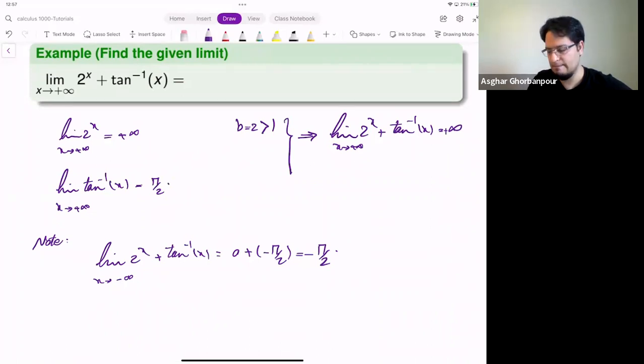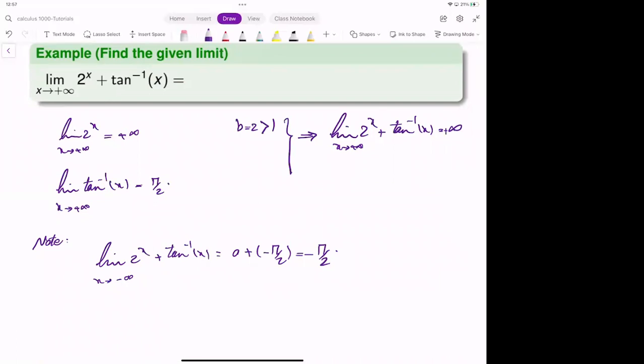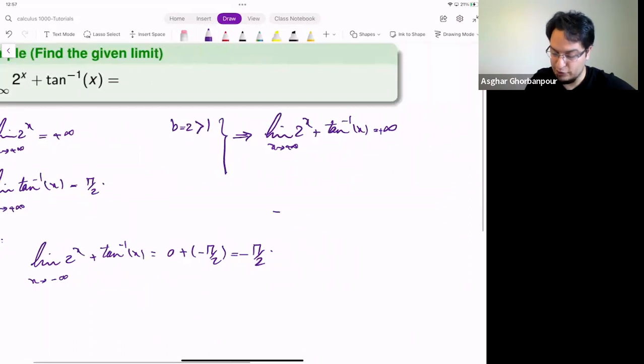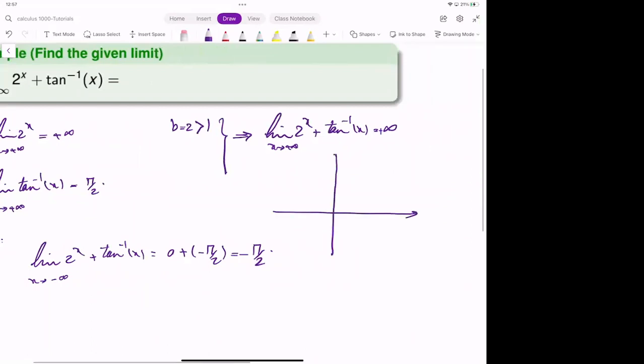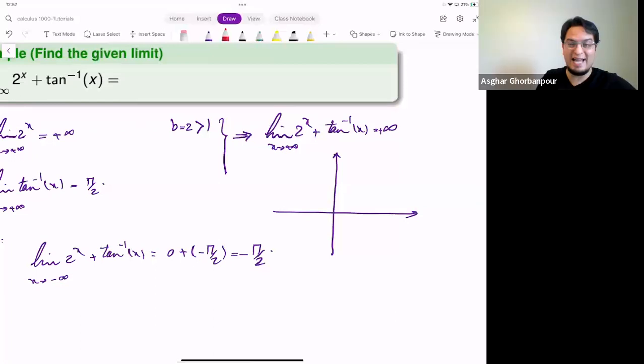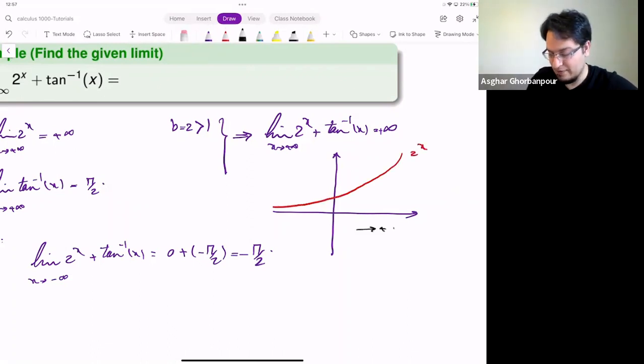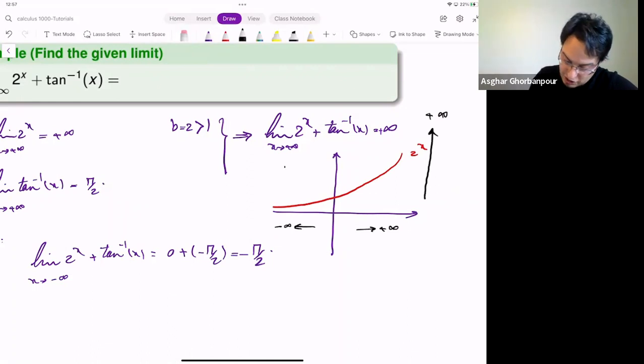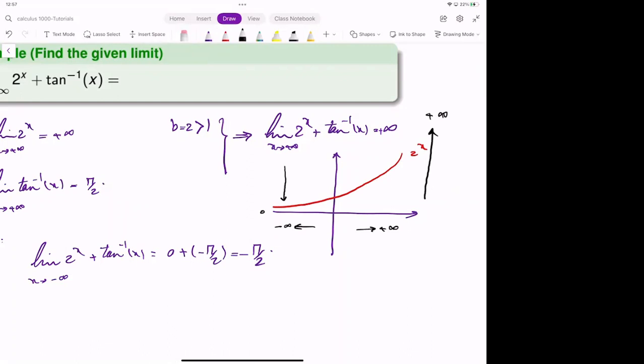Alexandra, yes, please. So for that one, why was the limit as x goes to negative infinity of 2 to the power x 0 instead of negative infinity? Oh, you look at the graph of 2 to the power x. The exponential function never goes below the x-axis, so it is never negative. So it is like this, 2 to the power x. As x goes to plus infinity, the function grows to plus infinity. As x goes to negative infinity, the function goes down closer to 0. Thank you.